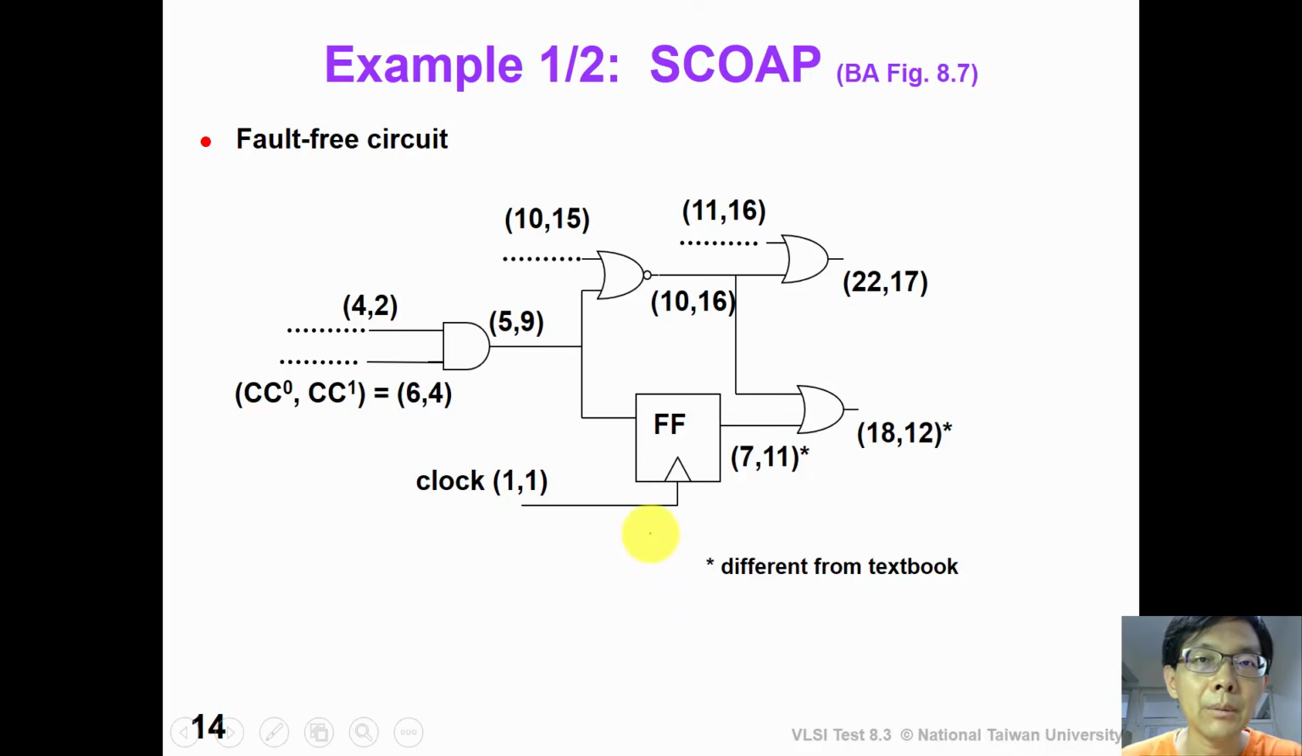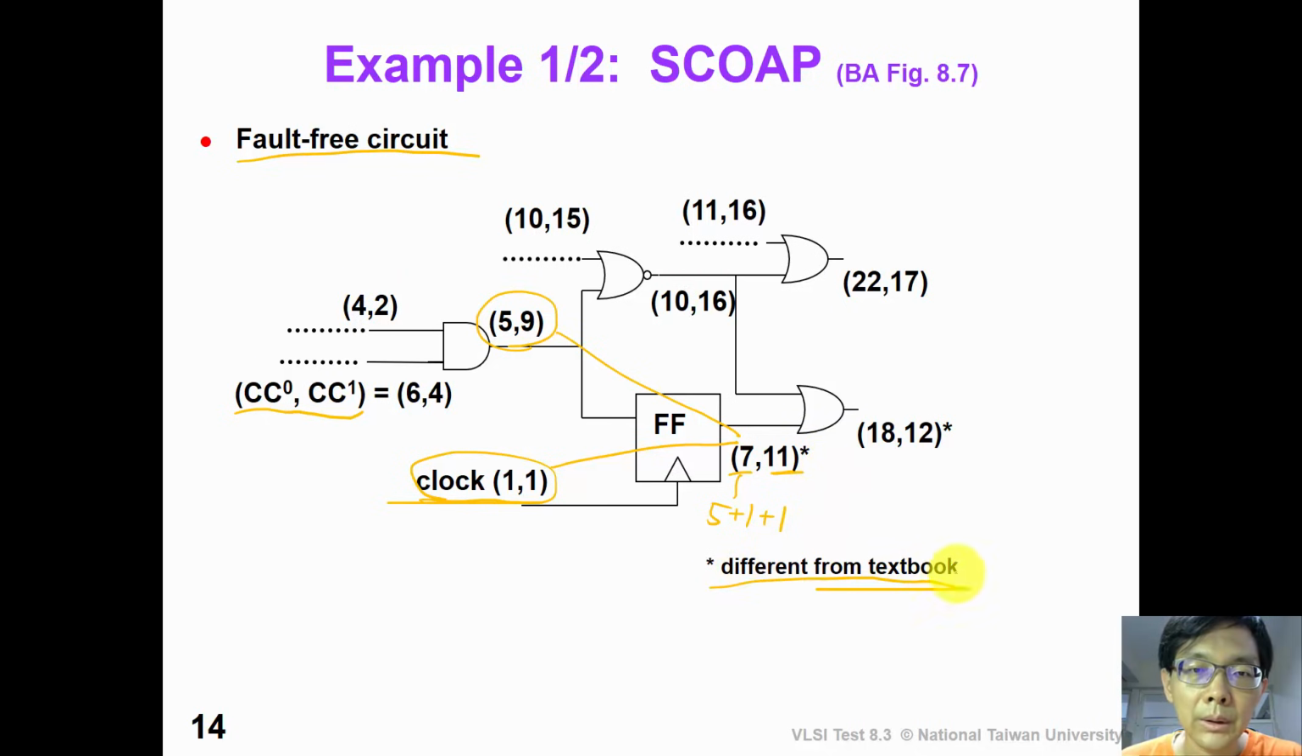Now let's see an example. Suppose for this circuit, we already calculated their scope testability. For this node, it's 5, 9. For the clock, it's 1, 1. So the output of this flip-flop would be 7, which is 5 plus 1 plus 1, and 11. Please note that this number is slightly different from those in the textbook.